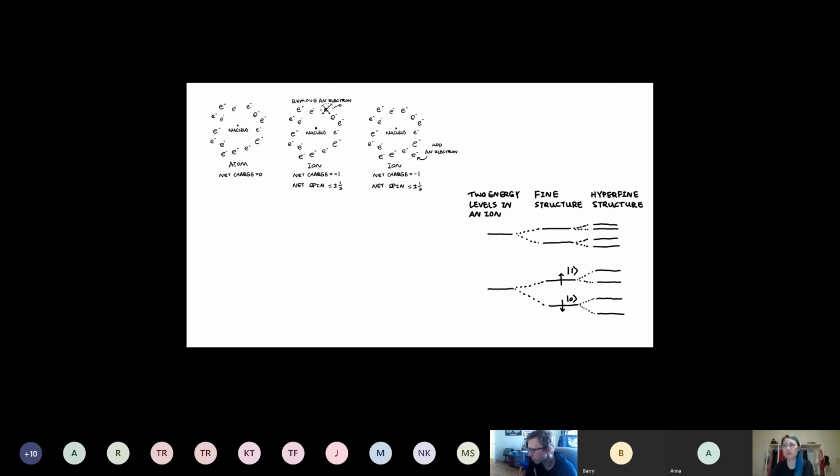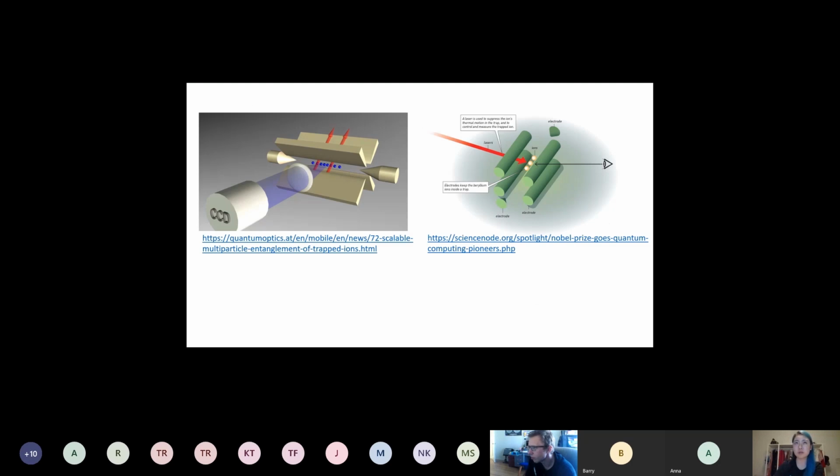And don't worry if this is not the most familiar concept for you, but just take it that inside ions, you will have an energy structure where electrons of the ions could sit. And you could use 2 of the levels inside the ions to be your 0 and 1 states. It could be from the fine structure, or it could be from the hyperfine structure, as long as you know what you're doing and you know which levels you're controlling.